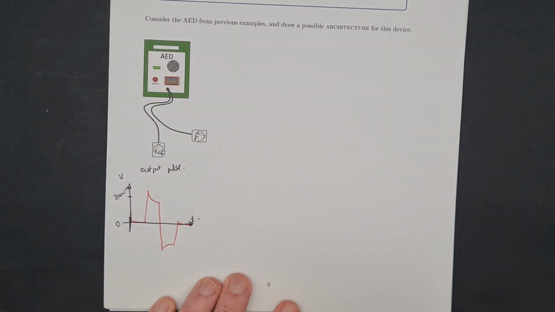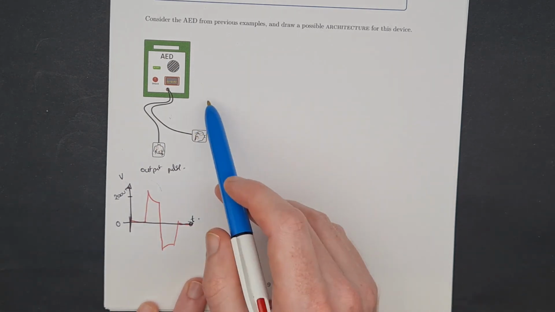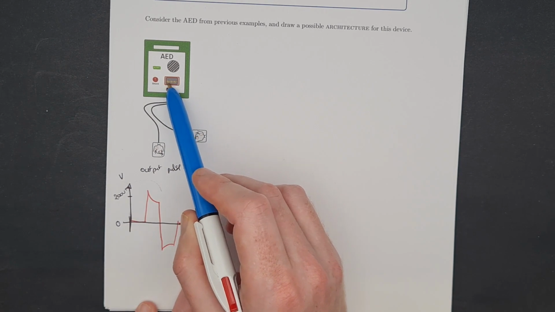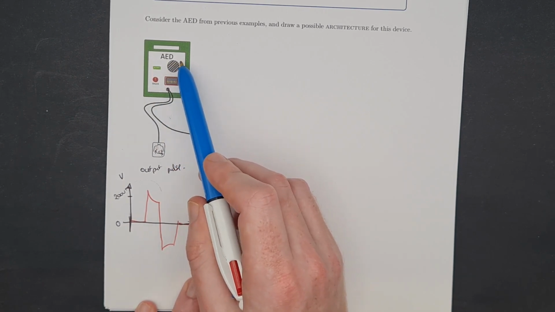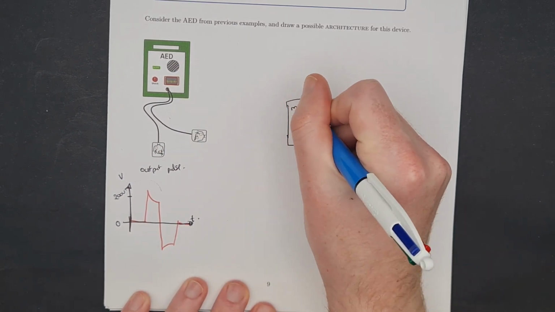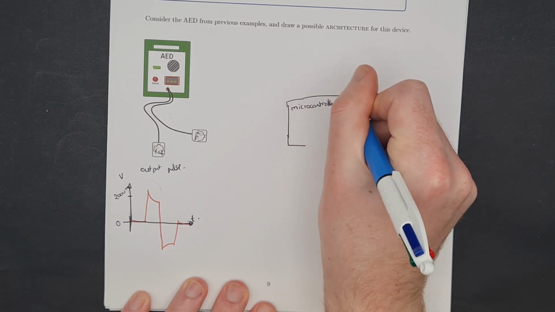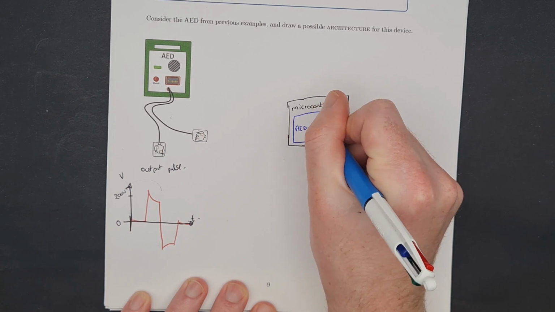And hence, what we're going to do is draw out a block diagram that just makes sense for how we would generate a pulse and incorporate the risk control measures here. We have a shock button, we have an on-off button, we have a voice prompt command, etc. So where I'll start is I'll assume that there's going to be a microcontroller. And of course, that is a hardware item, but it contains a software system.